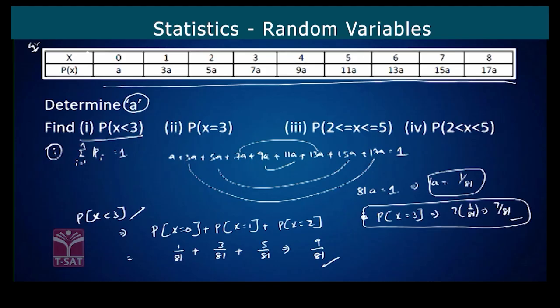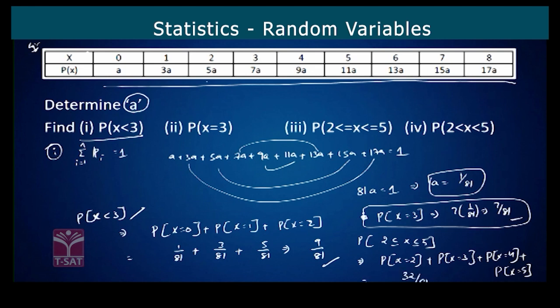Now, the next problem is probability of 2 less than or equal to x less than or equal to 5. Then what should we do? Probability of x is equal to 2 plus probability of x is equal to 3 plus probability of x is equal to 4 plus probability of x is equal to 5, we have to add everything. So when we add, 2, 3, 4, 5 gives 5a, 7a, 9a and 11a, which will be equal to 32/81.